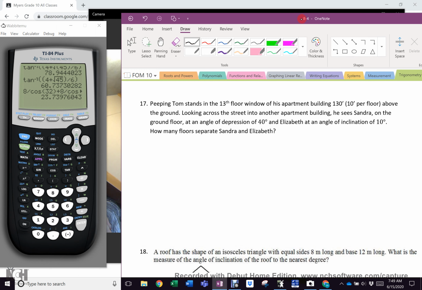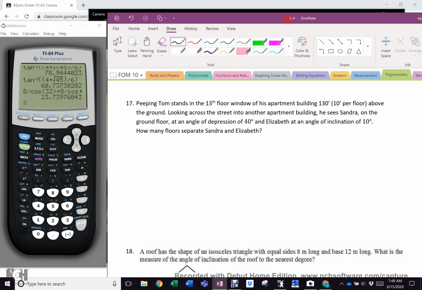All right, kids always have trouble with these building questions, so let's read it. Peeping Tom, because he's creepy, stands at the 13th floor of his apartment building. So here's Tom, 130 feet off the ground. So here's Tom, this is 130.